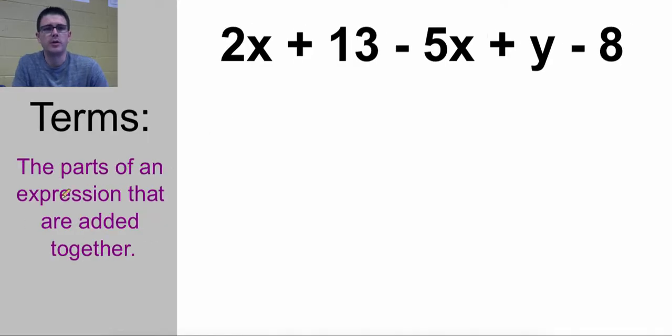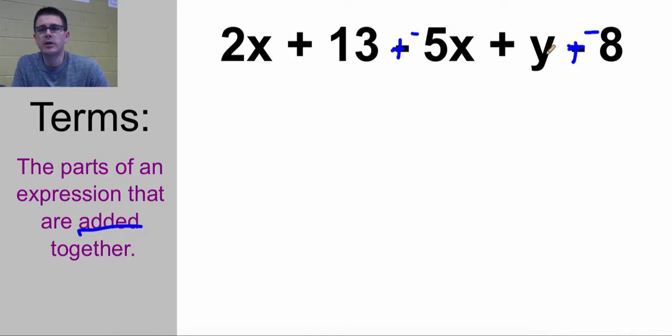So first vocabulary term is term. It's the parts of an expression that are being added together. So here's our expression, 2x plus 13 minus 5x plus y minus 8. Two things to start with. Get rid of that subtraction. So this is really a negative 5 and a negative 8. Remember, we can only talk about terms when it's an addition problem.